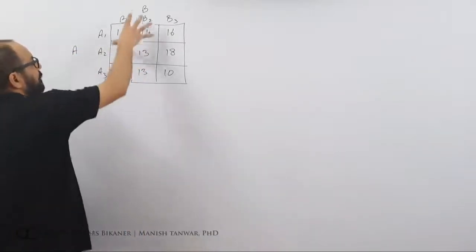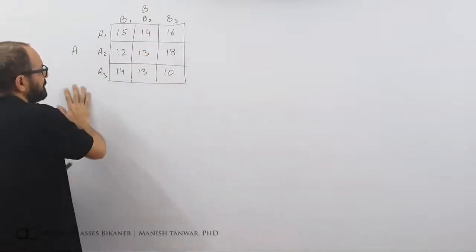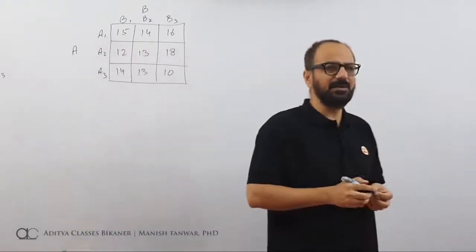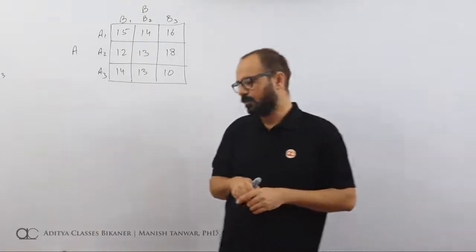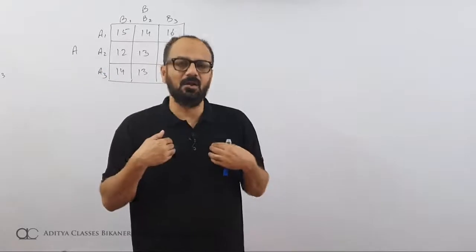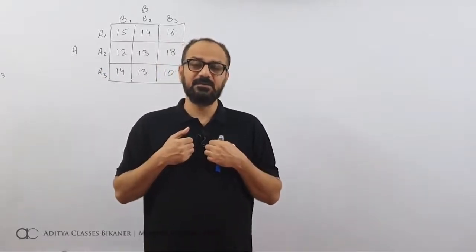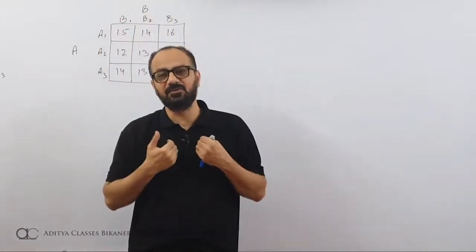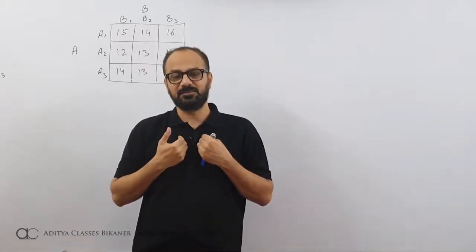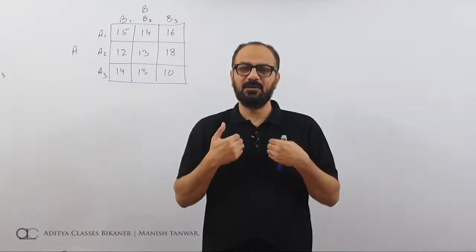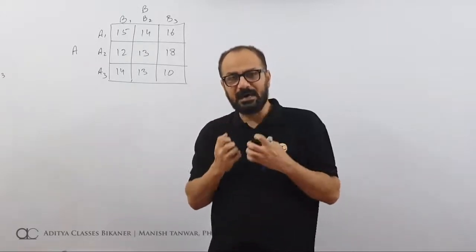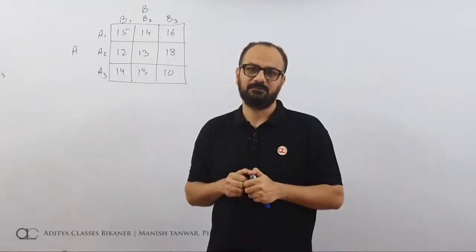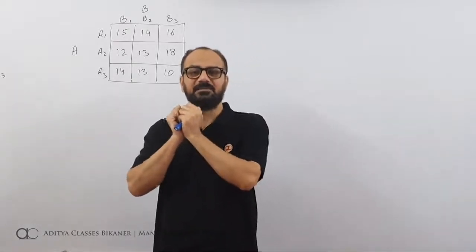Now, when we talk of player B or player A, first let us talk of player B. Player B knows one thing for sure. What? That A is here to give me a loss. I am player B, and I am talking from the perspective of B. B knows very well that A is here to give me a loss. Why? Because it is a two-person zero-sum game. Whatever I lose, A will win. So, A will want that I get a loss. And A will ensure not only that I get a loss, but that I get maximum loss. Because when I get maximum loss, A gets maximum gain.